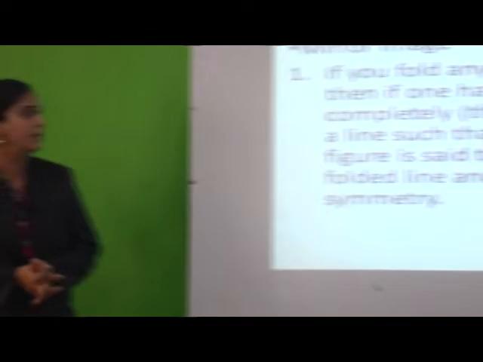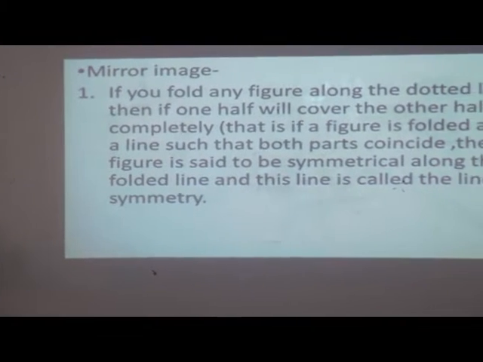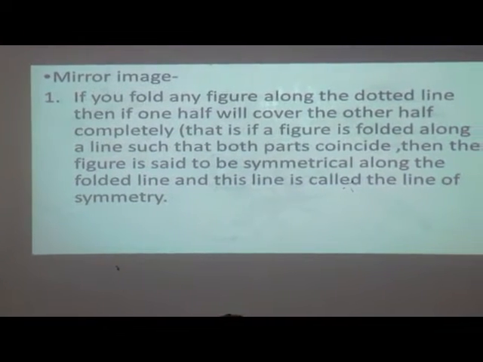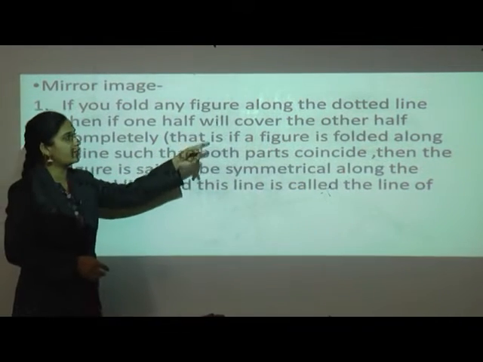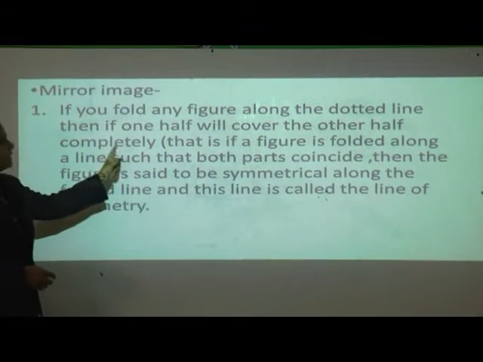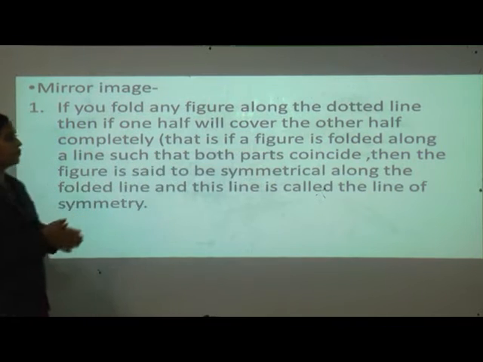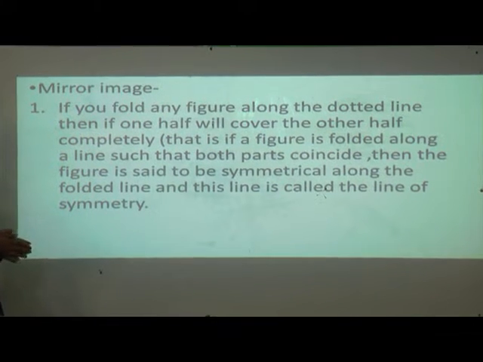Now see here, mirror image. If you fold any figure along the dotted line, and one half covers the other half completely, that is, if a figure is folded along a line such that both parts coincide, then the figure is said to be symmetrical along the folded line, and this line is called the line of symmetry. Now here are some figures of a mirror image.